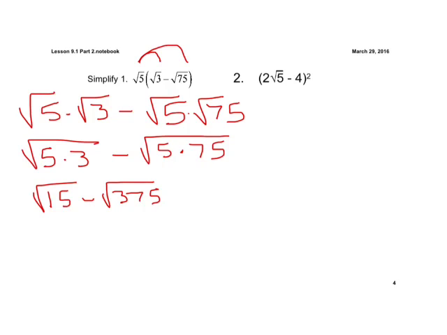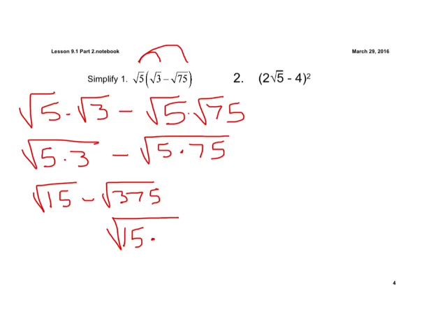Now, keep in mind, we're trying to simplify these. We want to try to get like radicals. Okay, we have a square root of 15 and a square root of 375. Let's try to rewrite this so we can have a radical 15 on the right side here. We want a radicand of 15 underneath there. So let's think. Can we rewrite 375 as 15 times some number?